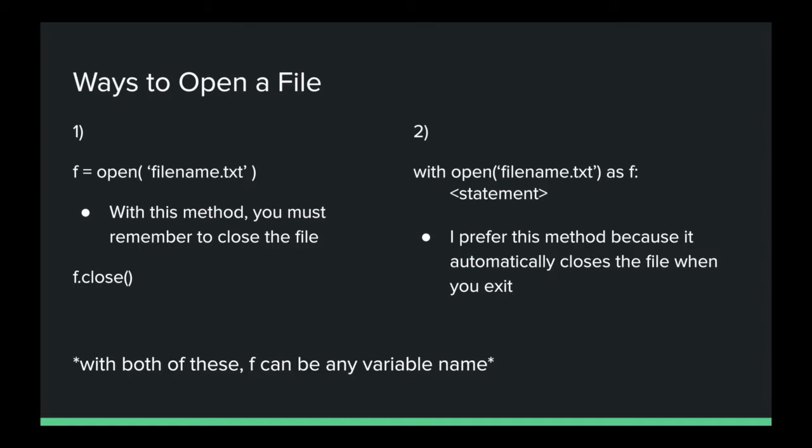The second way to open a file in Python, which is the way I prefer, is using the with statement. So it's with open, then the file name inside the parentheses, as f. Again, that f could be any variable name. Then you indent and put whatever statements you're going to do with the file in there. So it's kind of like a loop syntax. The reason I prefer this method is that it automatically closes the file when you exit that indent. I feel like it's just overall better so you don't forget to close the file.